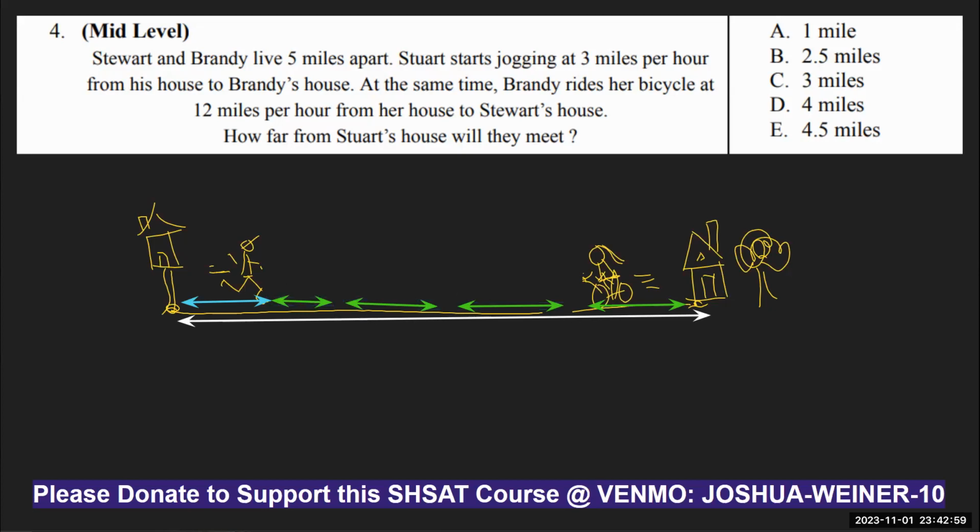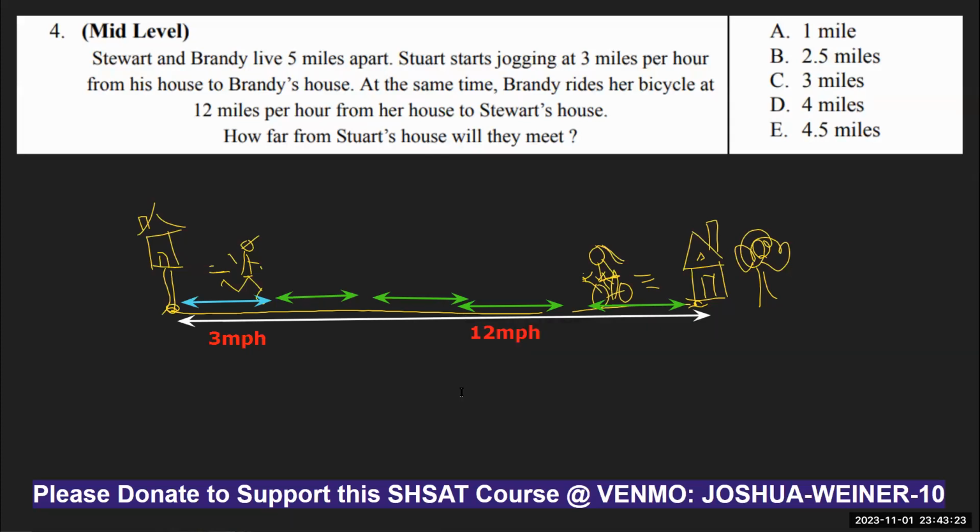Okay, and just pretend those arrows are the same length. These arrows are all the same length. So that's 3, 6, 9, 12 miles an hour because he's jogging at 3 miles per hour. Okay, so we know that relative to each other, he's going 3 miles per hour, and she's going 12 miles per hour.